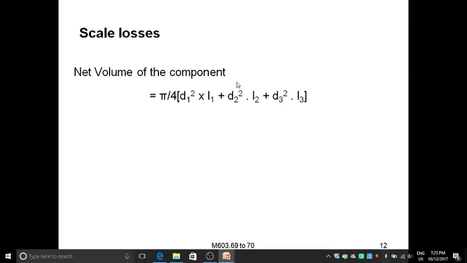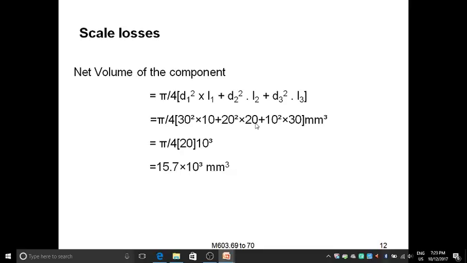You have 3 segments here. So pi by 4 d1 square L1. So pi by 4 is taken common. So d1 square L1, d2 square L2 plus d3 square L3. You have 3 segments here, A, B, C. The first diameter is 30, its length is 10.